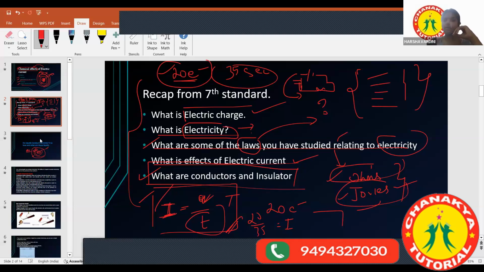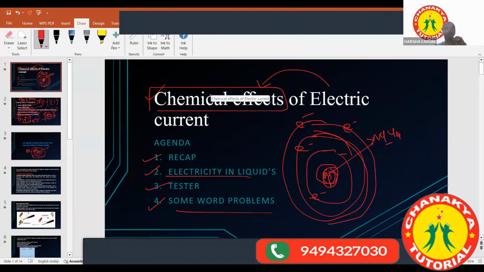So I think the recap is over. We will now enter into the topic: chemical effects of electric current. What do you mean by chemical effect? What do you think the chemical effect can be? Chemical changes occur. Okay, so where will the chemical changes occur? Will that occur in the circuit?